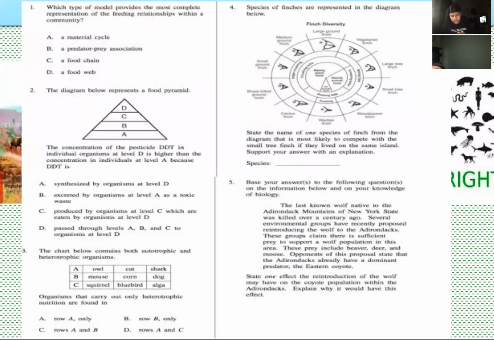Base your answer to the following questions on the diagram below and on your knowledge of biology. The last known wolf native to the Adirondack Mountains of New York State was killed over a century ago. Several environmental groups have recently proposed reintroducing the wolf to the Adirondacks. These groups claim that there is sufficient prey to support a wolf population in this area. Sufficient prey equals animals that they're able to eat. There's enough animals for them to eat in order to survive. These prey include beaver, deer, and moose.